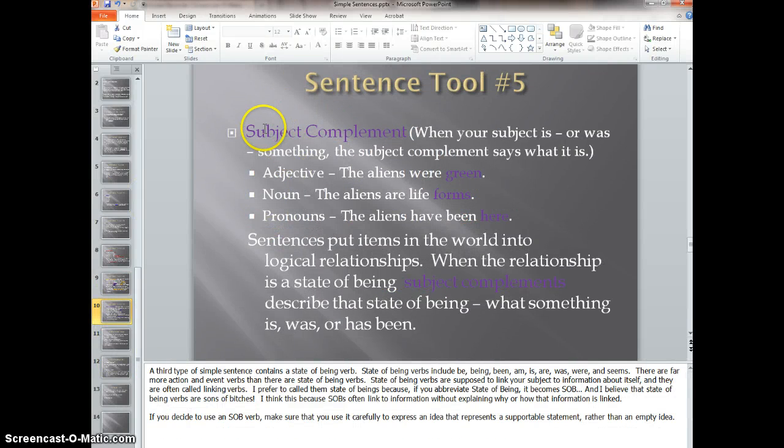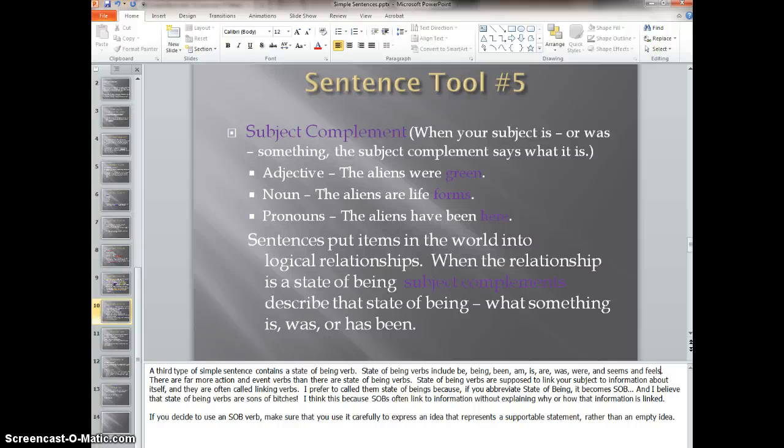Okay, and the third type of simple sentence contains a state of being verb. State of being verbs include any form of to be. So that would be be, being, been, am, is, are, was, were, and also seems and feels get included in there as a state of being too. I feel like something is almost the same as saying I am a certain way. There are more action and event verbs than there are state of being verbs. This is the list of state of being verbs, and those are the only ones you've got to worry about for this type of verb. They tend to be the most frequently used, however.